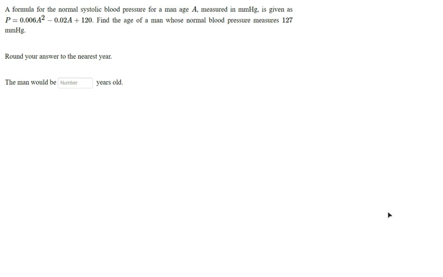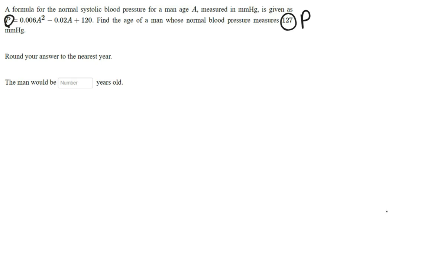But anyway, you've got this formula. They want you to solve for A. It says find the age of a man, so we're looking for A. They tell you what the blood pressure is. That's P, and they tell you they have a blood pressure of 127. So the 127 is your P, so that's going to go right here.